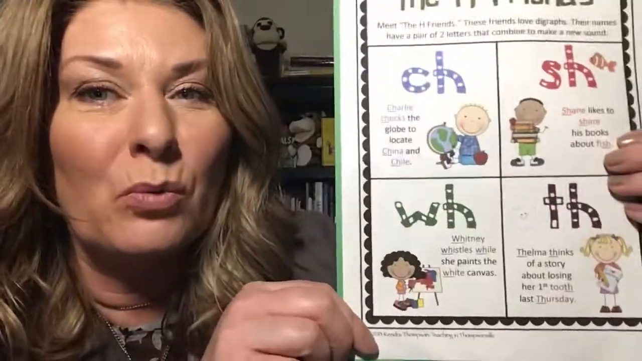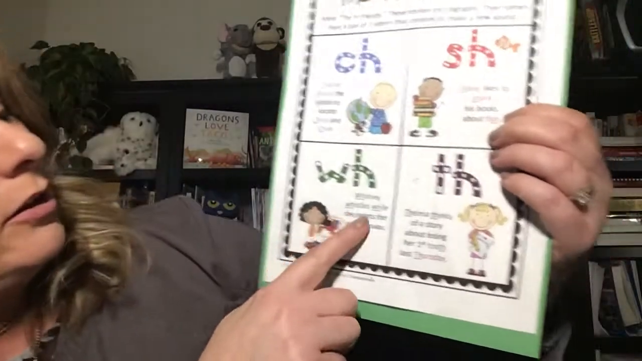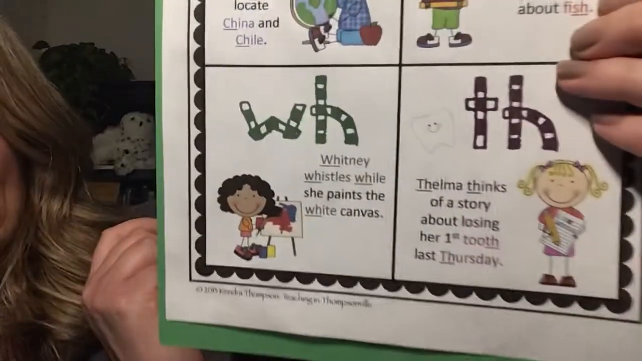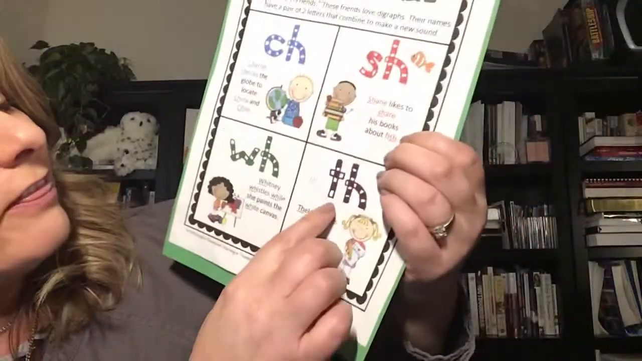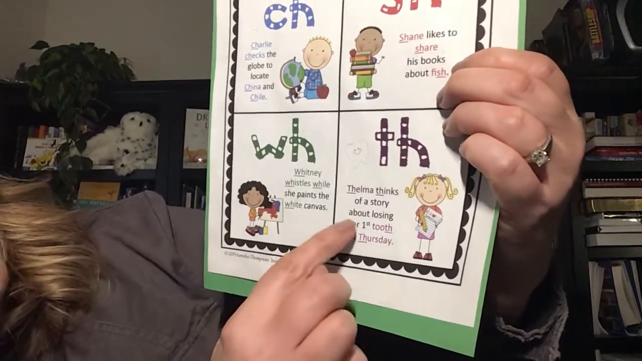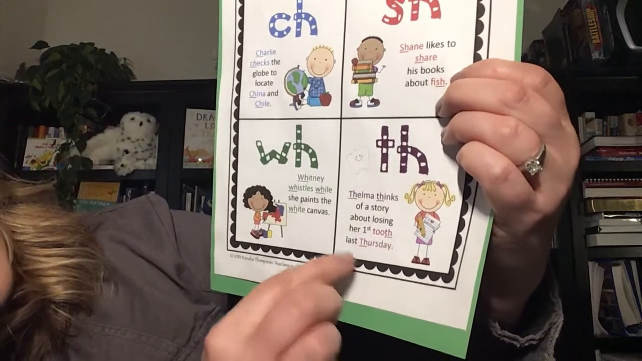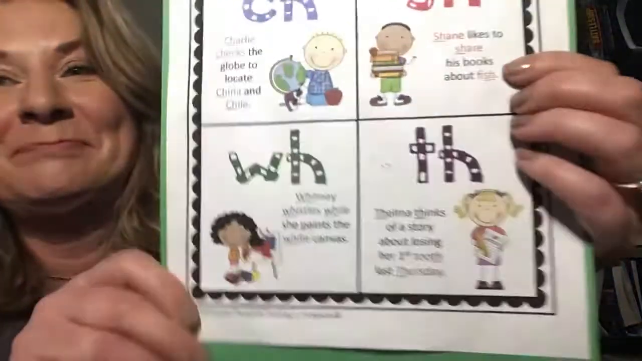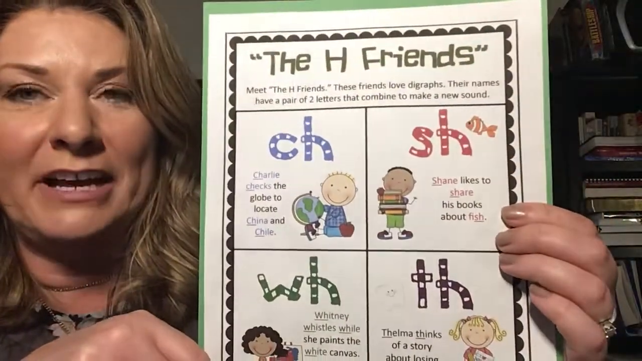Okay. Meet Whitney. Whitney whistles while she paints the white canvas. And her friend Thelma. Thelma thinks of a story about losing her first tooth last Thursday. Have any of you been losing your teeth? I think I noticed one of you had maybe lost a new tooth, and I saw a couple of you are growing your front teeth back in. You lost them and now they're growing back in. Okay, those are the H friends.